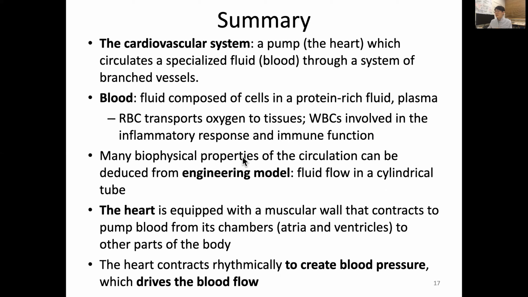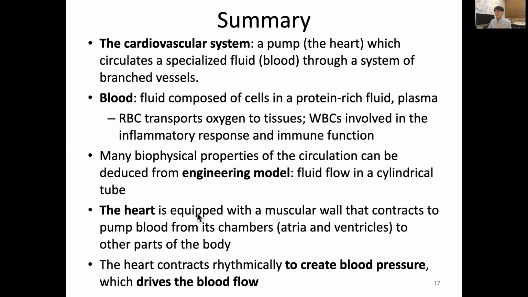And many biophysical properties of the circulation can be understood by engineering models as a systems approach. For example, fluid flow in a cylindrical tube gives us insight into how much resistance will be required depending on the diameter of the vessel. So in the circulatory system, we realize the sudden decrease in vessel diameter through the arterioles and capillaries is responsible for most of the pressure drop in the body fluid system.